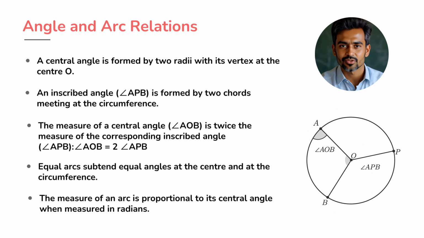Here's the fascinating relationship. The angle at the center is always twice the angle at the circumference for the same arc. That is, angle AOB equals 2 times angle APB. So, if the inscribed angle is 30 degrees, the central angle subtending the same arc will be 60 degrees. This property helps us solve many problems involving arcs, chords, and even cyclic quadrilaterals.